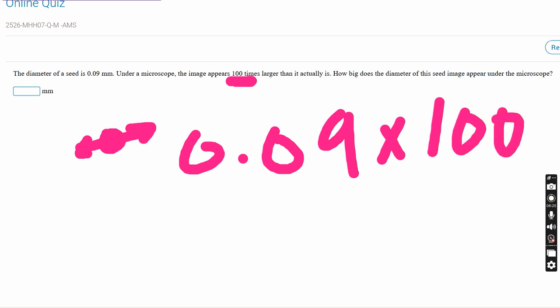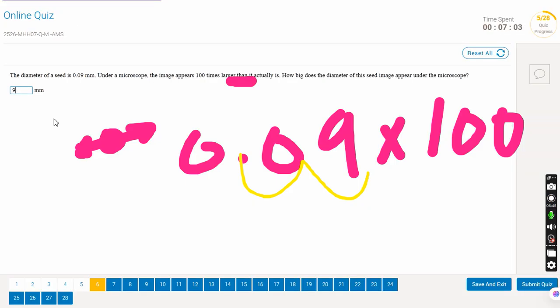So you take the decimal point to the right 2 times. Let's do that. 1, 2, there you go, it's a 9. So when you look at the image under the microscope, it has increased its diameter from 0.09 to 9.